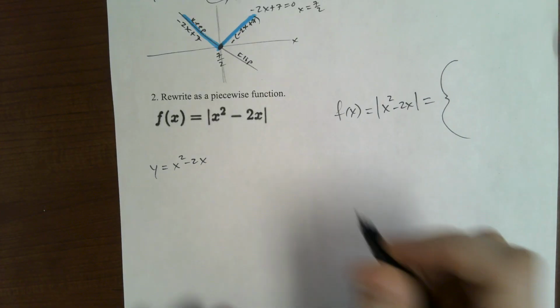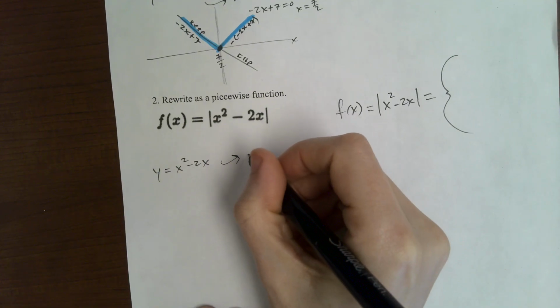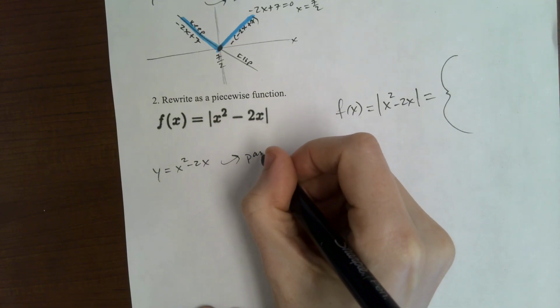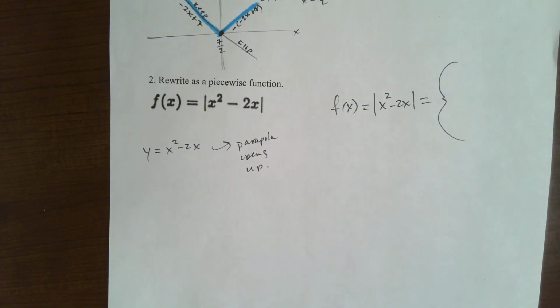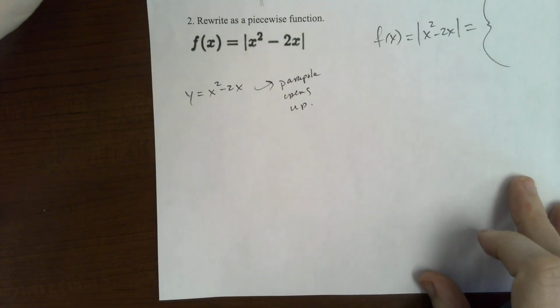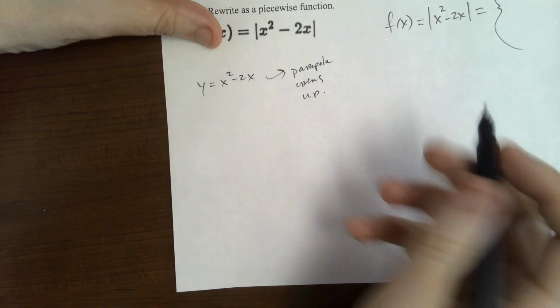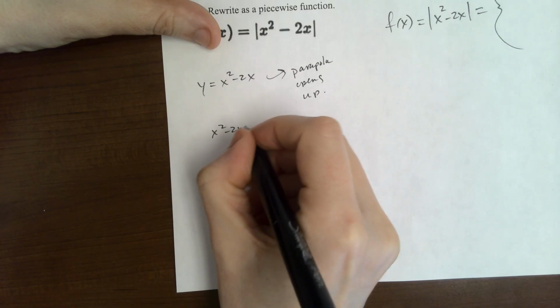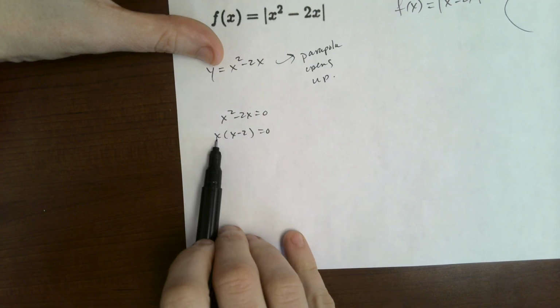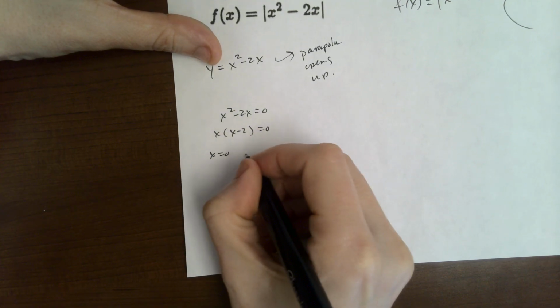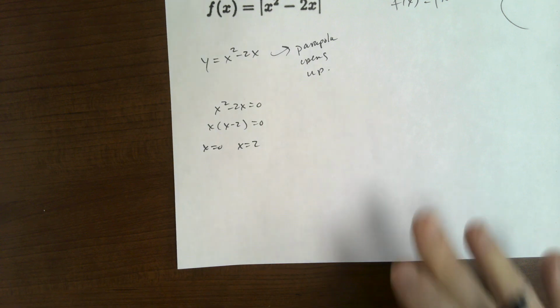All right, so this is a parabola, and it opens up. Okay, so I know what it looks like. Now let me find the zeros. Let me find if and where it crosses the x-axis. And then I can do a nice sketch and figure out what to flip. So x squared minus 2x equals 0. In my head, I'm setting each of these factors equal to 0. Okay, so those are the zeros.